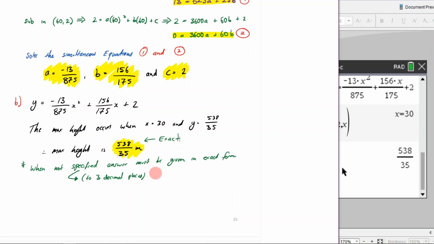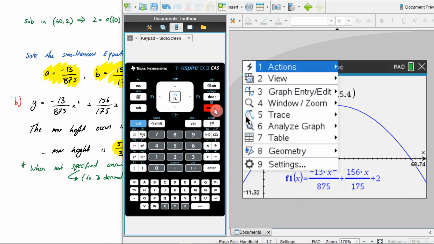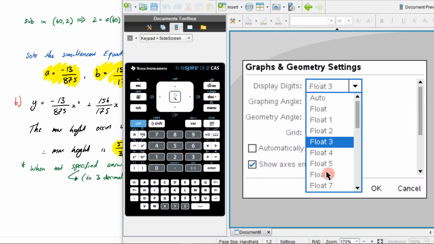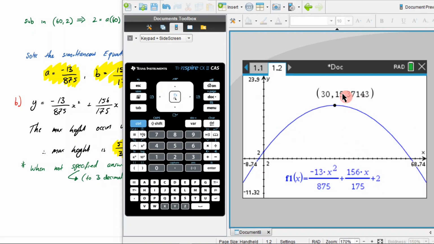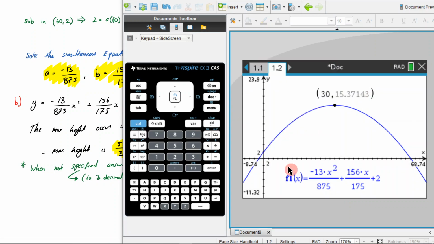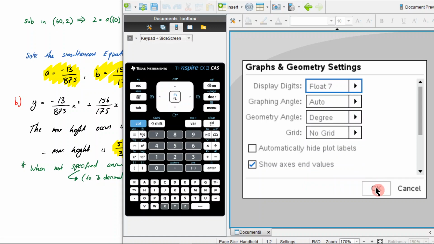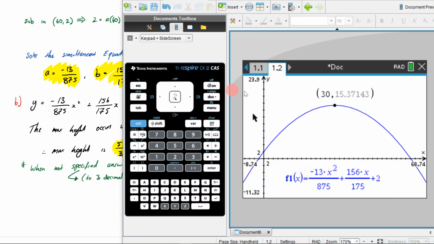If it did want a certain amount of decimal places, we would come here and simply read off this number. Now, if it wanted 3 decimal places, we haven't got 3 decimal places here. What would we have to do? This is extremely important. You'd have to go menu, settings, and change your float. If you change your float to a bigger number, you get more decimal places. Also take note that this is the settings section inside the graph section. We're not changing it in the document settings at the home screen.